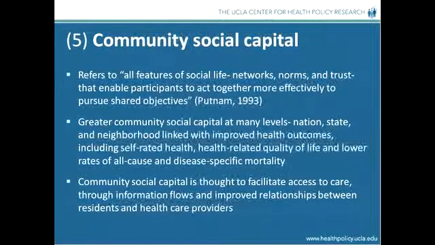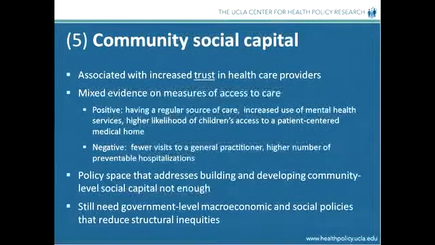So community social capital is thought to facilitate access to care through information flows, how connected you are to your neighborhood, how supported you are in neighborhoods. So for example, somebody will watch your kids when you go seek health care or go to your annual exam. It also improves relationships between residents and healthcare providers. And the mechanism of that is that community social capital has been strongly associated with increased trust in healthcare providers.